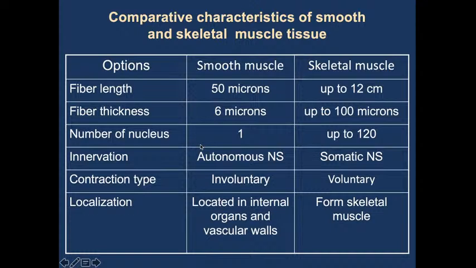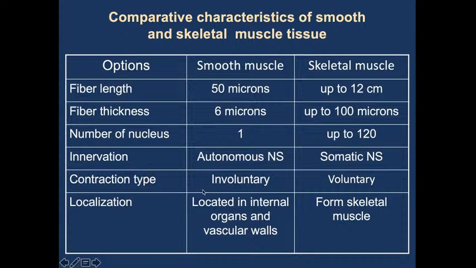Usually every smooth muscle cell has only one nucleus, but in skeletal muscle fibers there are up to 120 nuclei for each fiber. As for innervation, the autonomic nervous system is responsible for movement of smooth muscle tissue, but the somatic nervous system is responsible for moving skeletal muscles.